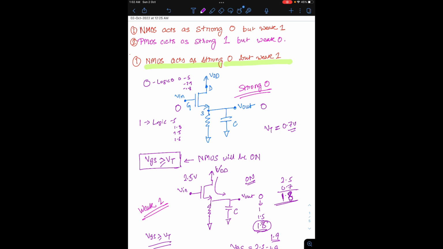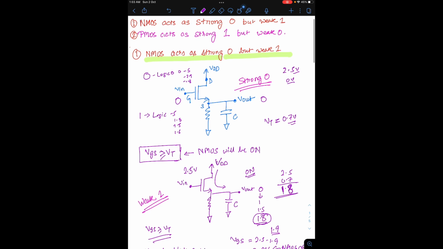What we will investigate first: all of you know that when VGS is greater than VT, the NMOS will turn on, right? This is a very basic, fundamental equation of NMOS. And here the higher logic we are treating as 2.5 volts, and the lower logic as 0 volt. The threshold voltage of this NMOS is positive 0.7 volt. So whenever VGS is greater than VT, the NMOS will be on.